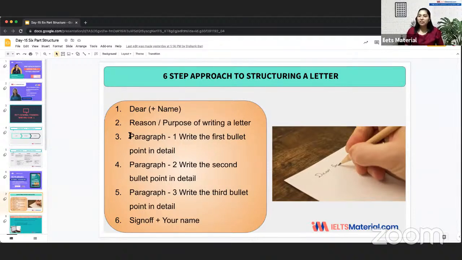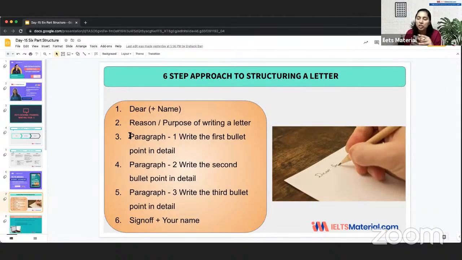So, coming back to the structure, the first body paragraph is: write the first bulleted point in detail. The second body paragraph is: write the second bulleted point in detail. The third body paragraph is: write the third bulleted point in detail. With this, you cover the 5 paragraphs, and the last paragraph is called the subscription.